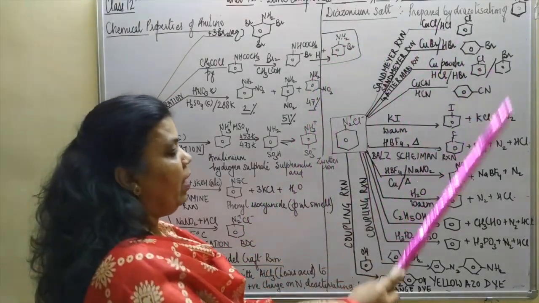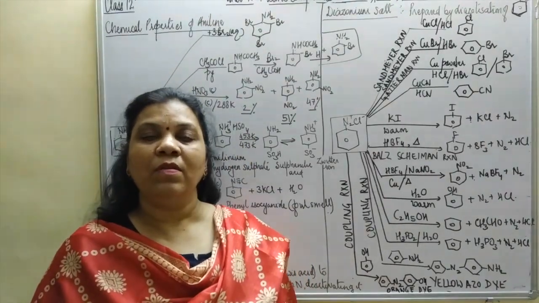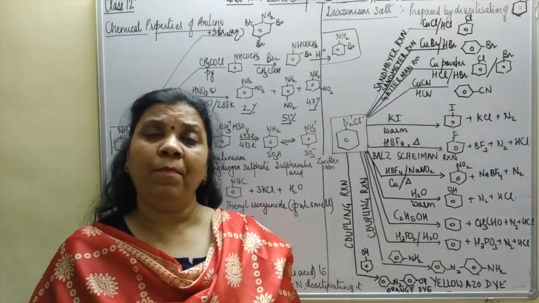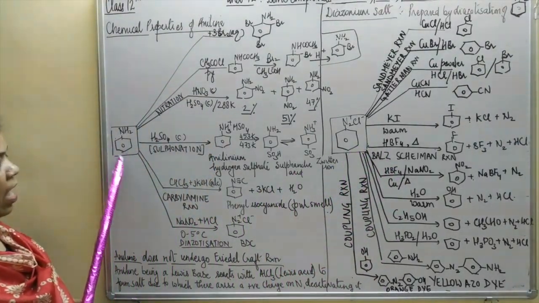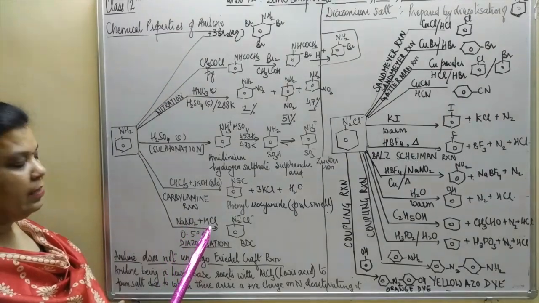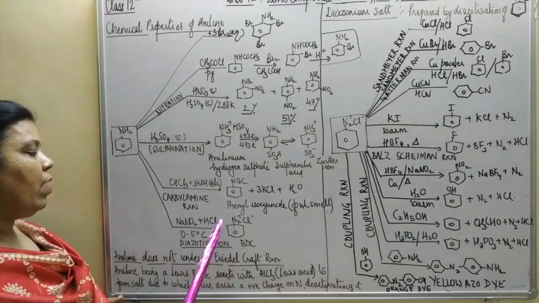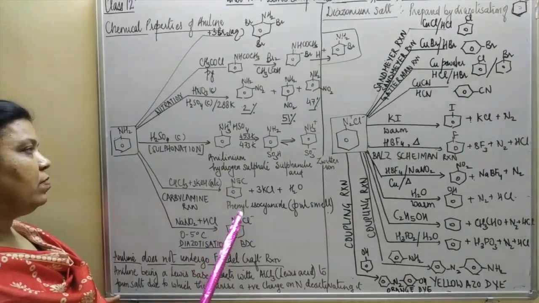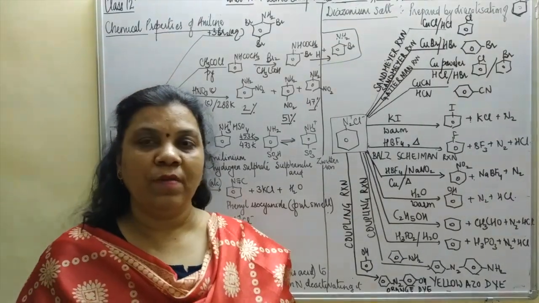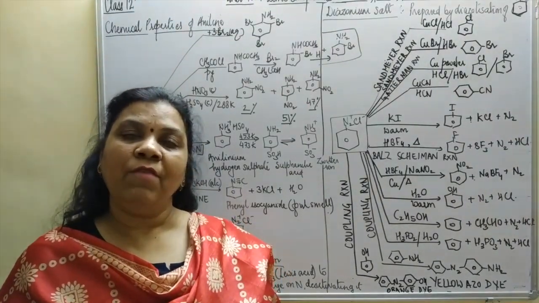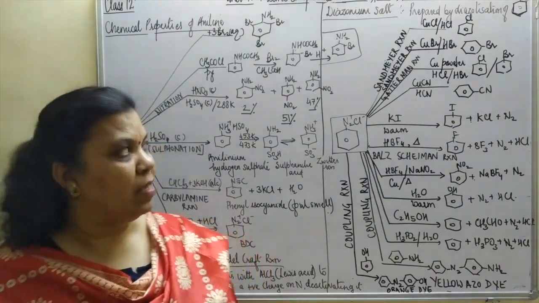The last topic of the chapter is diazonium salts. Now diazonium salts we have studied are prepared by diazotization reaction of aniline. Just see, aniline when treated with NaNO2 and HCl at 0 to 5 degree forms the benzene diazonium chloride, or benzene diazonium salts are formed. Aliphatic amines cannot form diazonium salts. The reason being the aliphatic diazonium salts are unstable on account of absence of resonance.